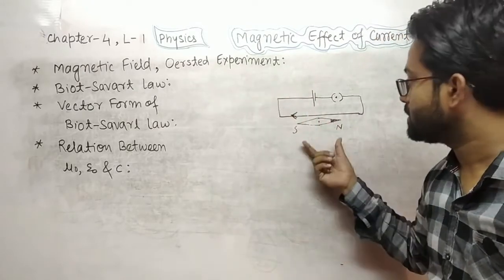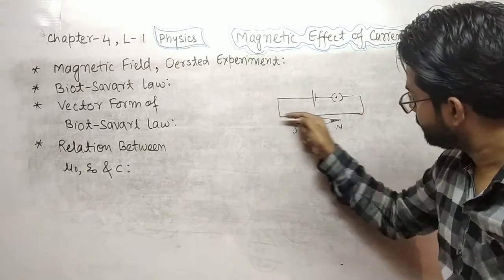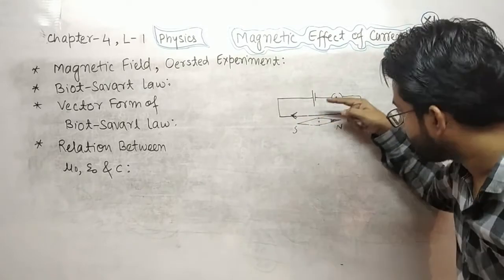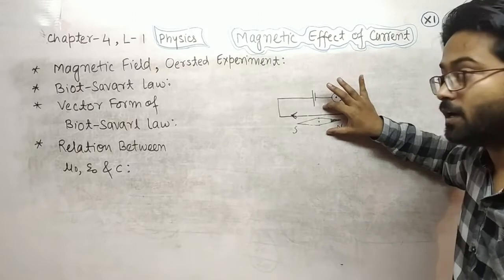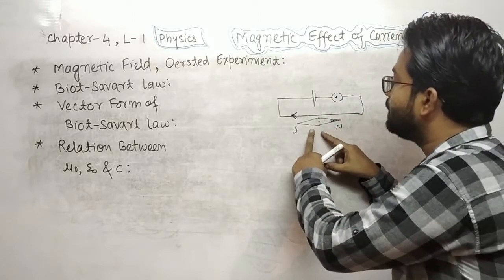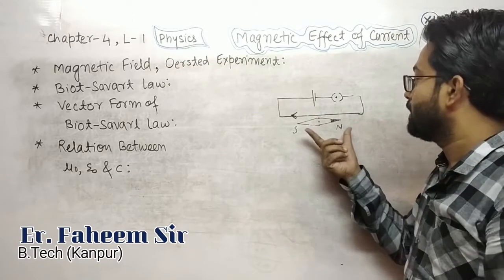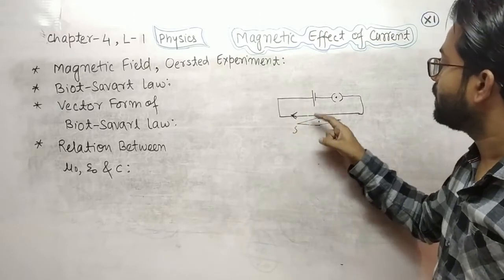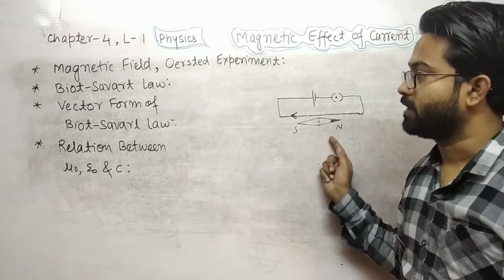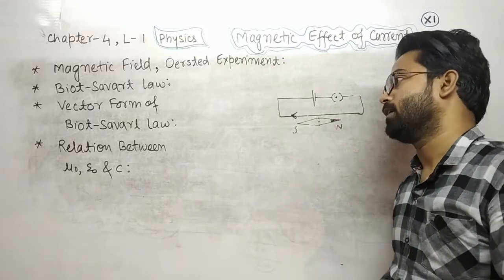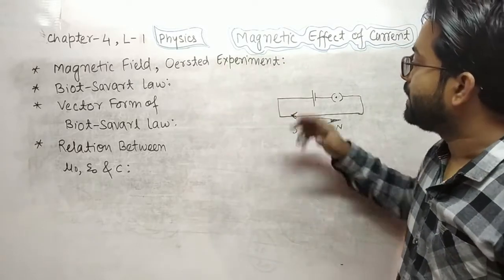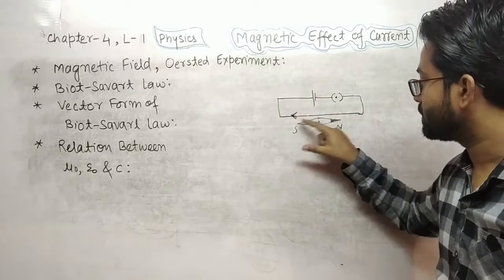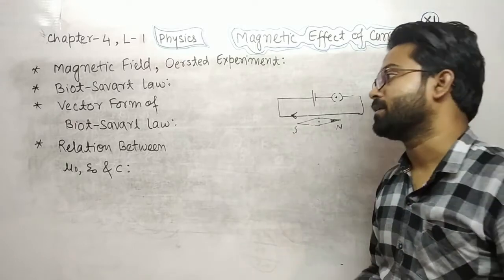Conclusion of the Oersted experiment is that if a charge or current is flowing in a conductor, the conductor will create a magnetic field because the magnetic needle placed nearby that conductor experiences a torque. That means it is confirmed that around any conductor, when the current is flowing, there exists a magnetic field. Oersted experiment only gives the concept that there is a magnetic field near the conductor when the conductor has some current.